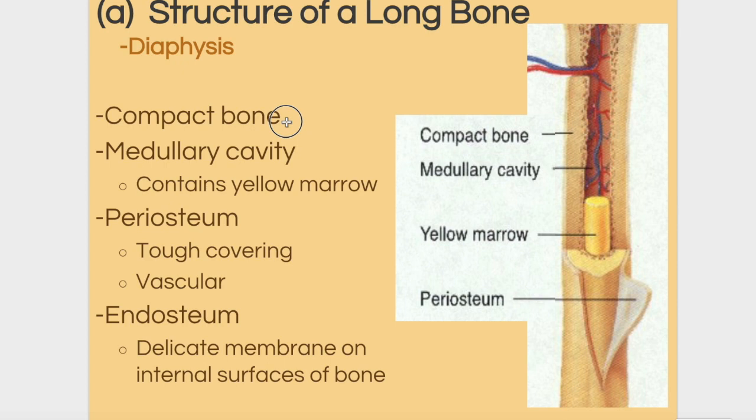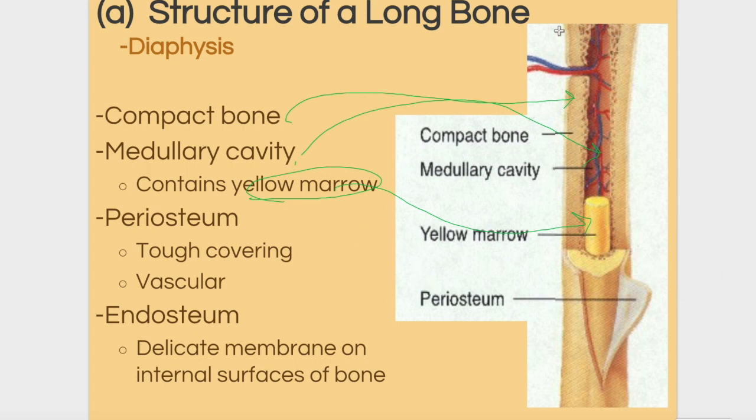Now, looking a little bit more closely at our diaphysis, it's made up of compact bone. You're really not going to see any spongy bone. If anything, you'll see it on the very edges of our medullary cavity. So you have your compact bone, which makes up pretty much the entire shaft. You have this hollowed out cavity called a medullary cavity here, which is going to be filled with yellow marrow, particularly when you are an adult.